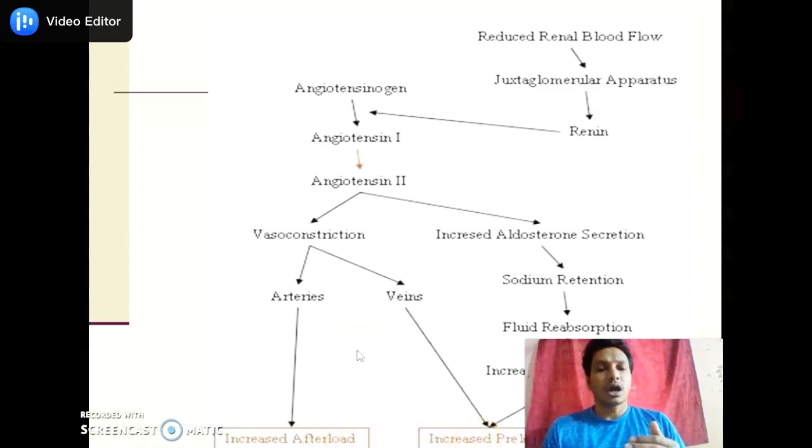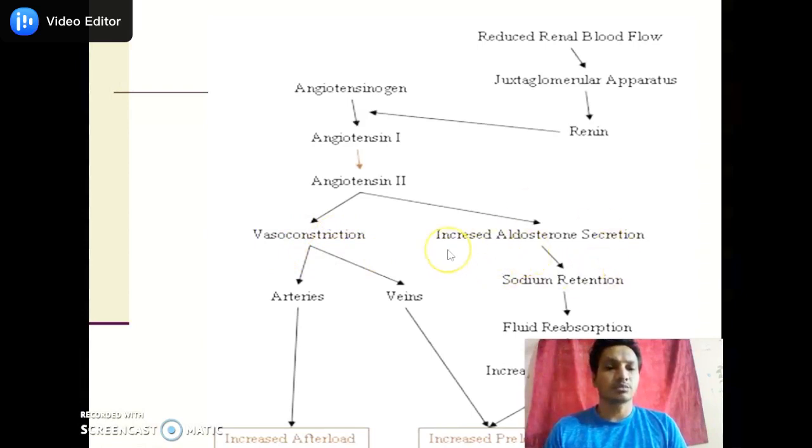Afterload means the maximum amount of cardiac output is pushed into the arteries, and the preload is nothing but the blood which is present in our veins. So that is a preload. Here we have to understand vasoconstriction: a decrease in the diameter of the blood vessels is called vasoconstriction.